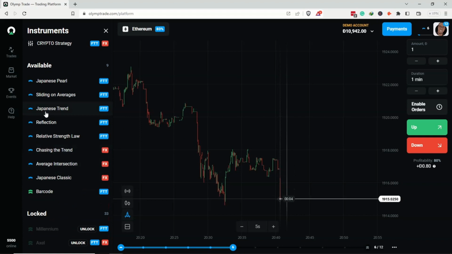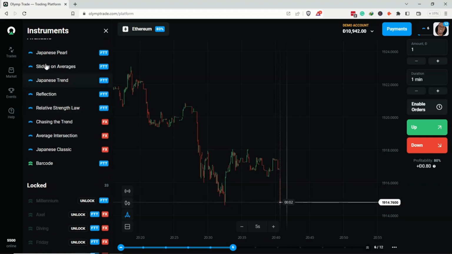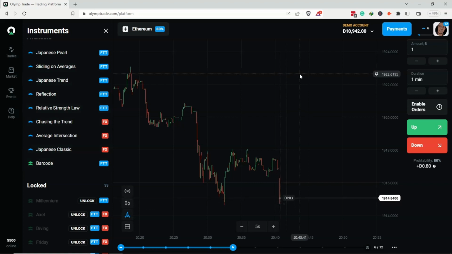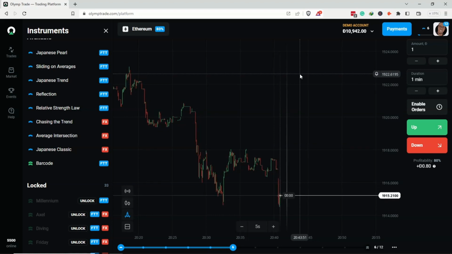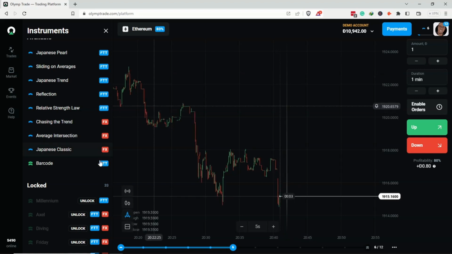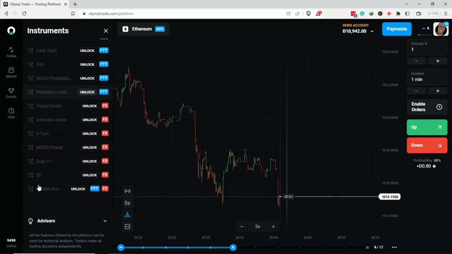To activate these strategies, just come here to technical analysis, scroll down to strategies, and there are a lot of strategies, as you can see. These ones are available for starter accounts. There are 3 types of accounts on Olymp Trade: starter, advanced, and expert. As you trade a lot and gain experience, you move up these account types, and as you move up, you unlock a lot of strategies here.